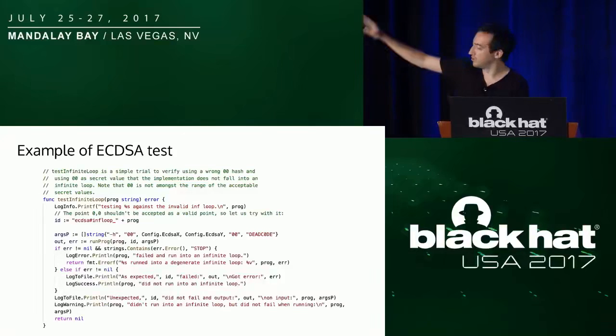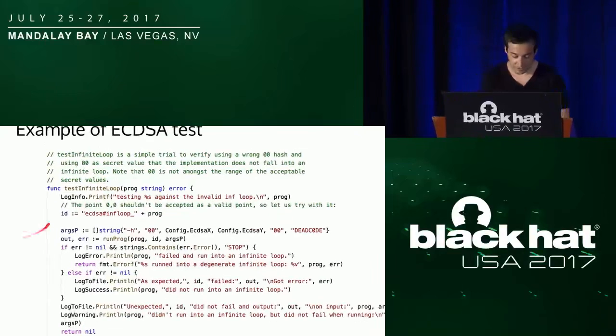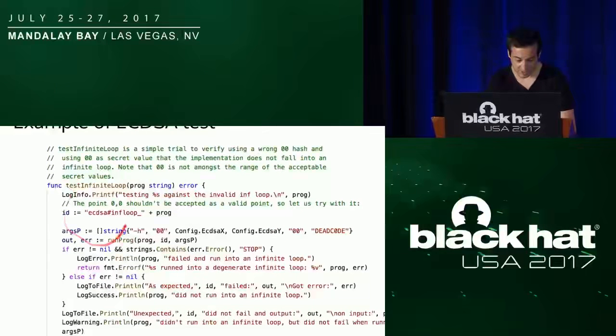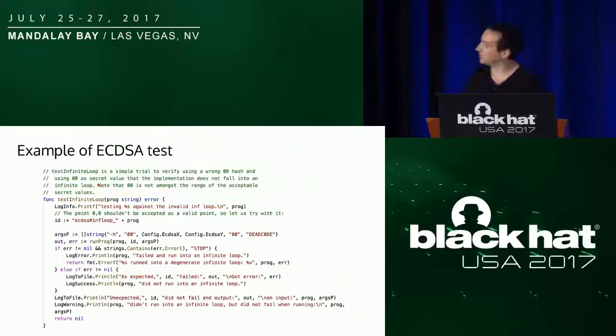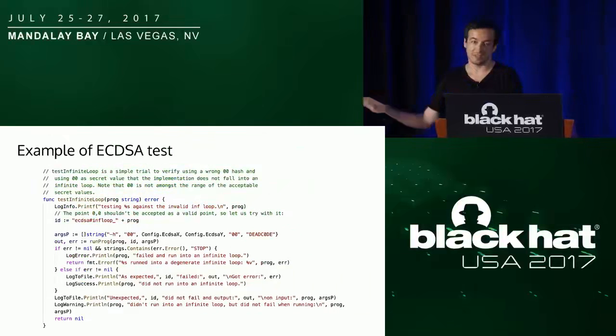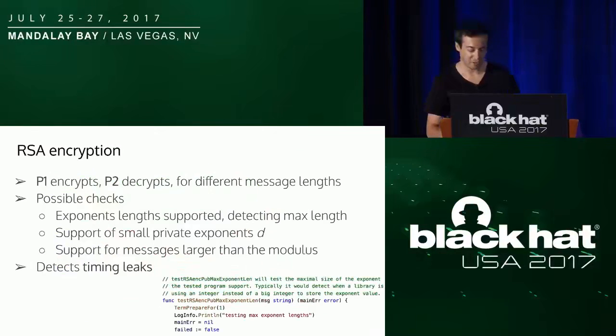I'm not going into the details, but you can guess what can go wrong here. You don't need to look at the code, let alone understand it, it's just to show an example of a test that we do for ECDSA. Here the name of the function is test infinite loop. It tests whether your ECDSA signing function will enter an infinite loop if you send special weird parameters.